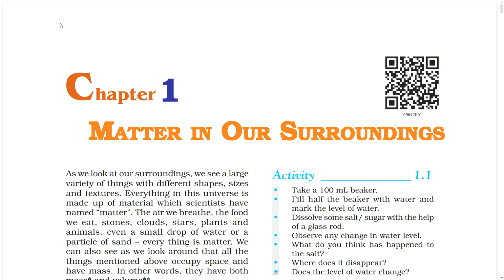Chapter 1. Matter in our surroundings. As we look at our surroundings, we see a large variety of things with different shapes, sizes, and textures. Everything in this universe is made up of material which scientists have named matter.